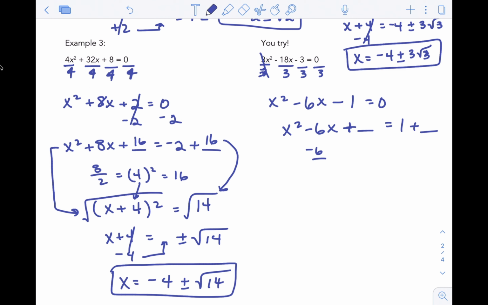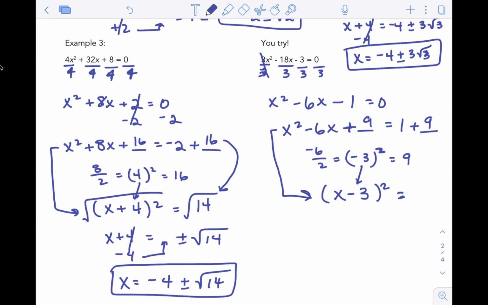We take negative 6, we cut it in half, that's negative 3. We square it, that's positive 9. 9 is what goes in the blanks, and it allows that left side to become a perfect square trinomial, which whenever you factor it into a binomial squared, you have x minus 3.